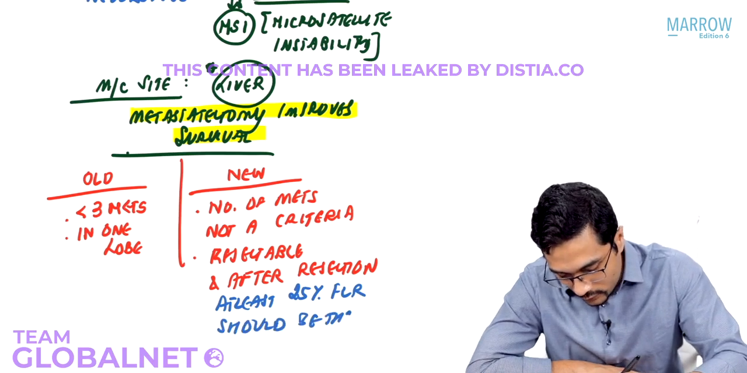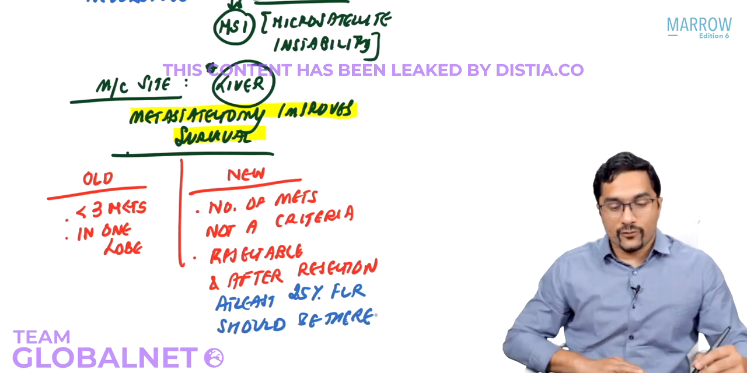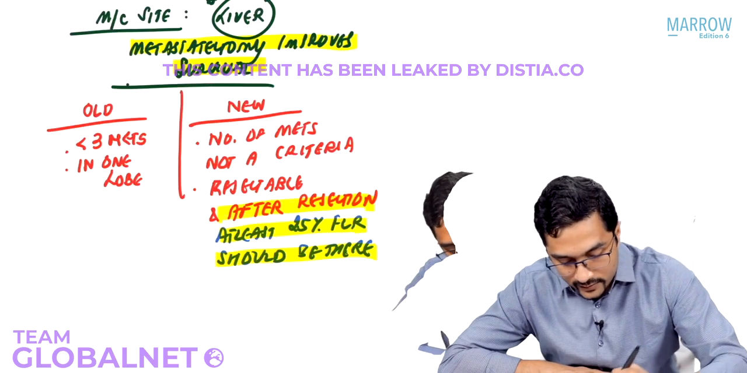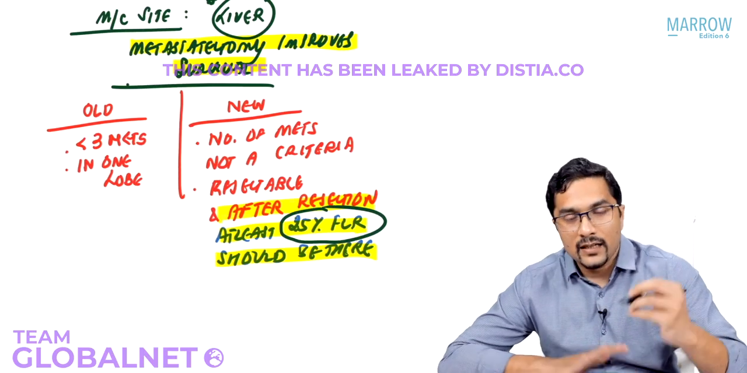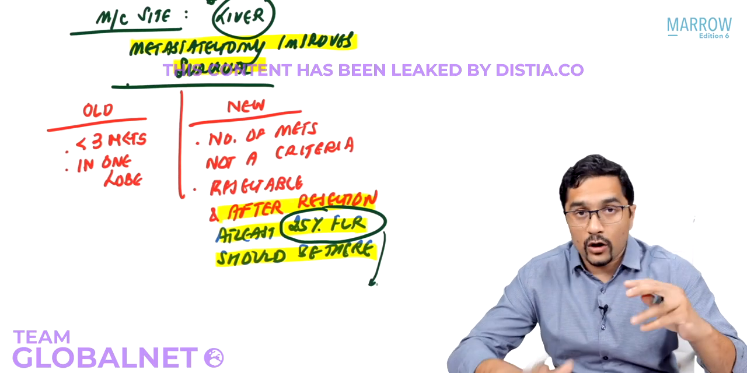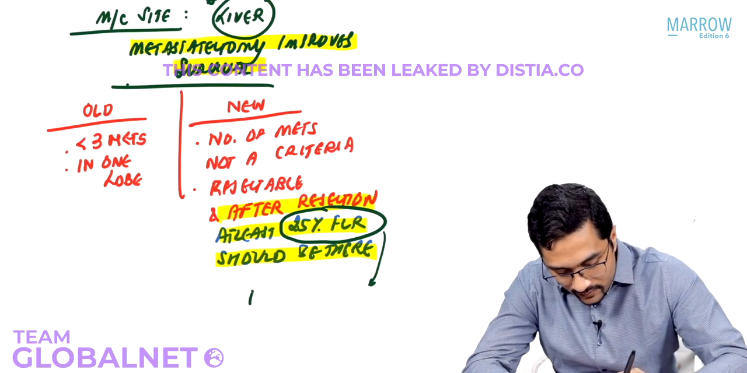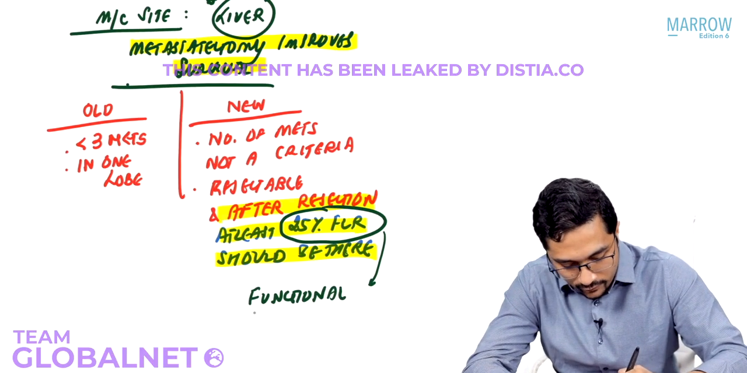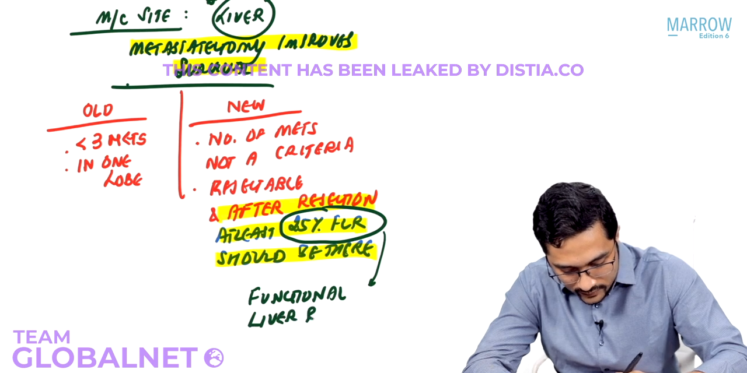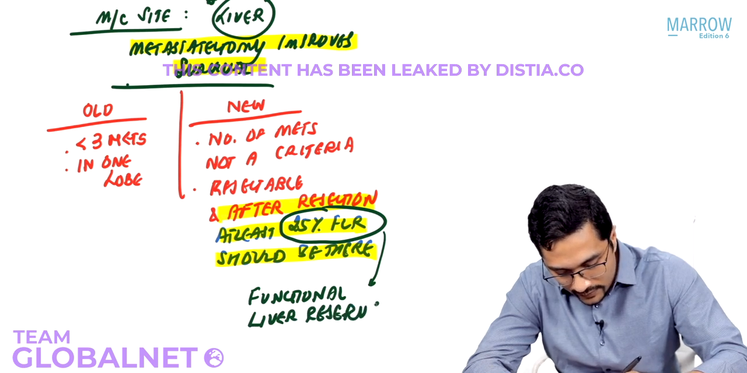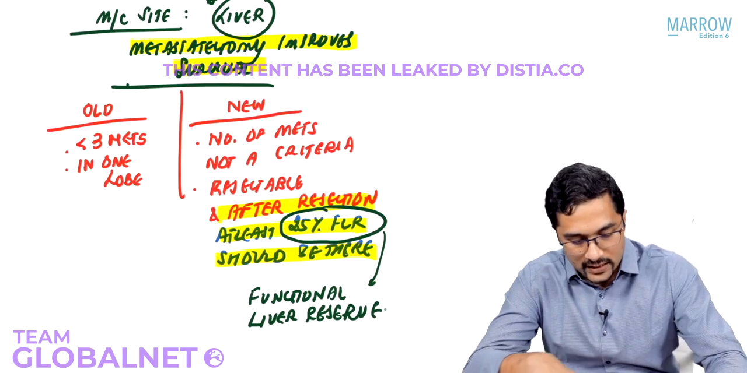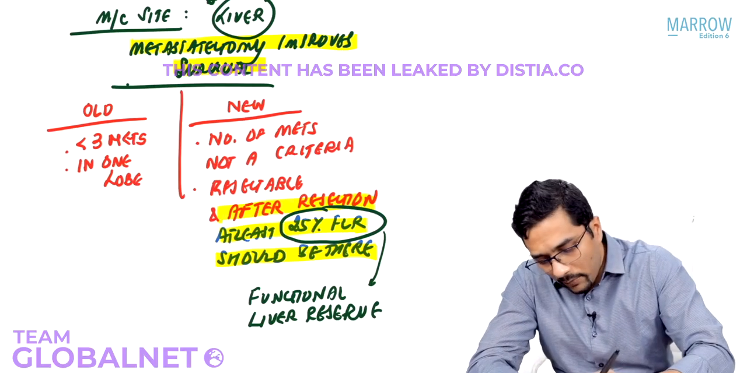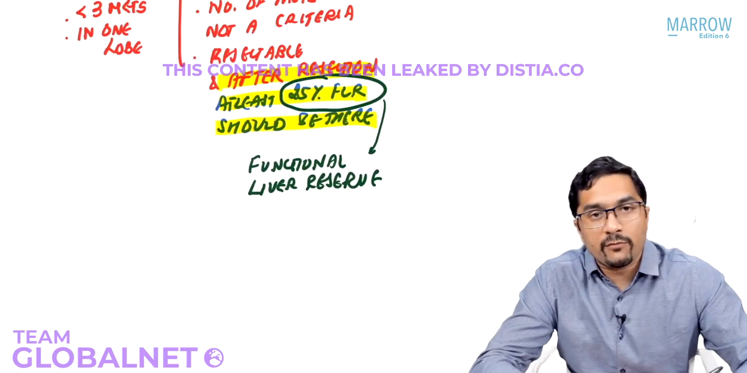If you've listened to the module on liver cancers, I've told you what FLR is. FLR is functional liver reserve. So you can resect as many mets as you want to, provided they are resectable, but you should leave behind at least 25% functional liver reserve. Then only you will be able to do this surgery. So this is another thing which you should know. Metastatectomy has a role, but you should leave behind at least 25% FLR.